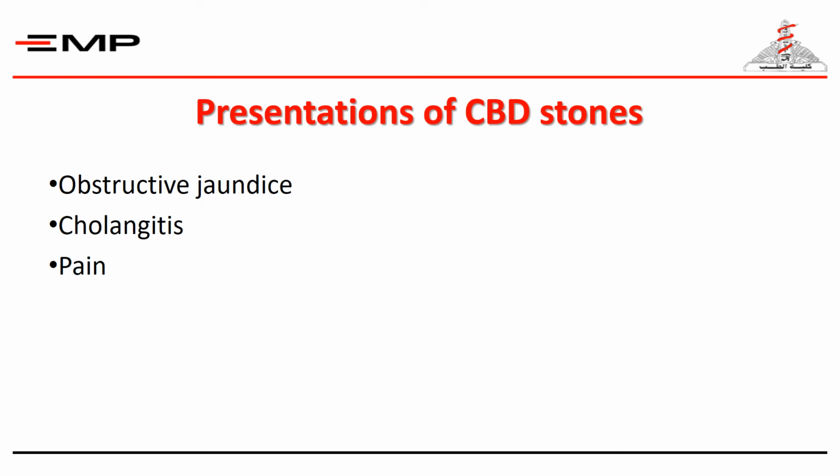A CBD stone at the sphincter of Oddi causes severe colicky pain of the epigastrium, usually associated with dark urine. In the first few hours, the jaundice might not be apparent clinically yet. Dark urine is an early indicator. Acute myocardial infarction must be considered and ECG done until the lab results become available and show the obstructive pattern of jaundice and normal cardiac enzymes.